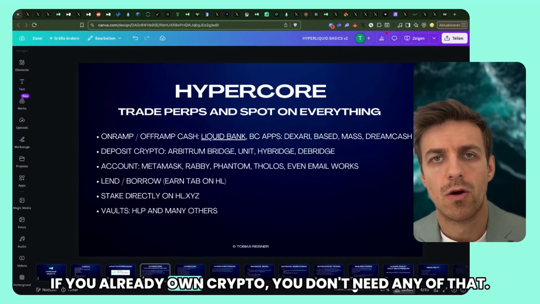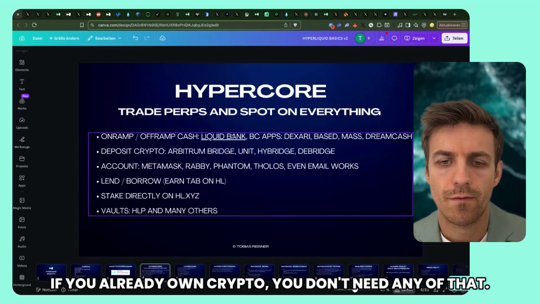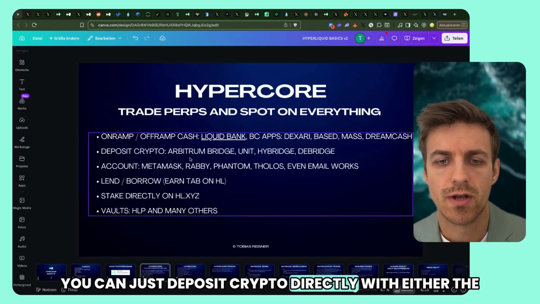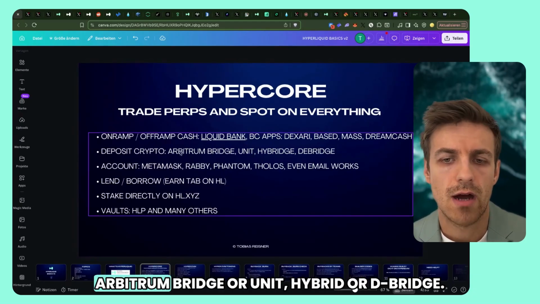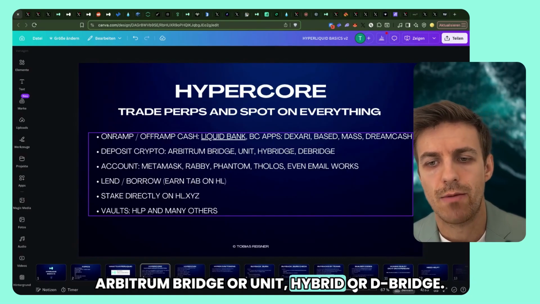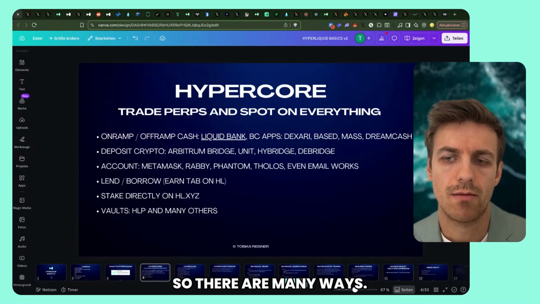If you already own crypto, you don't need any of that. You can just deposit crypto directly with either the Arbitrum bridge or Unit, Hybrid, or D-bridge. So there are many ways.